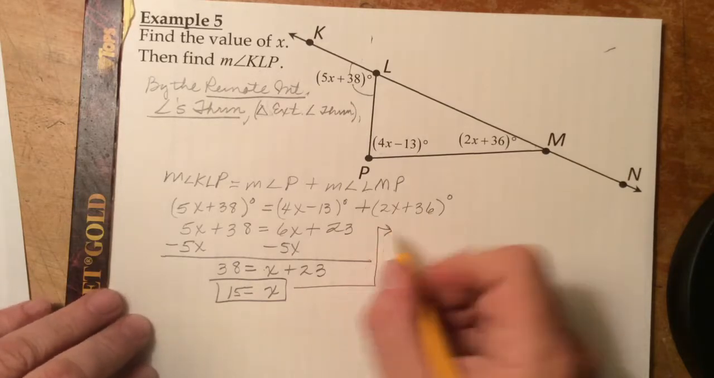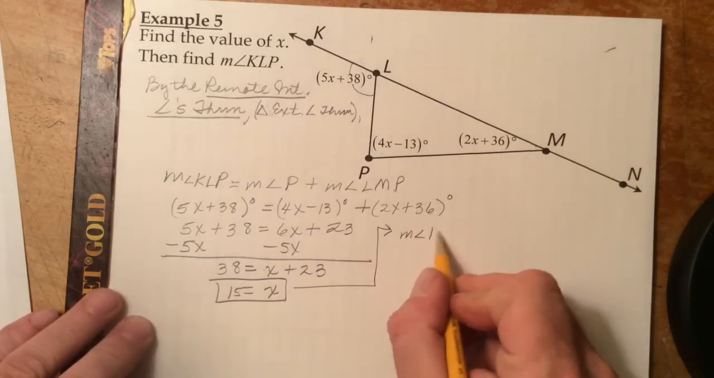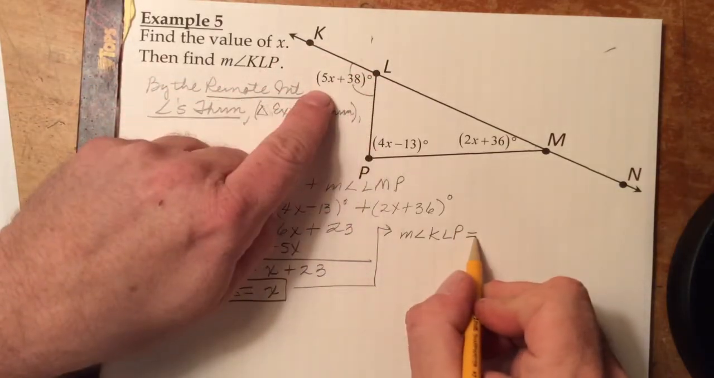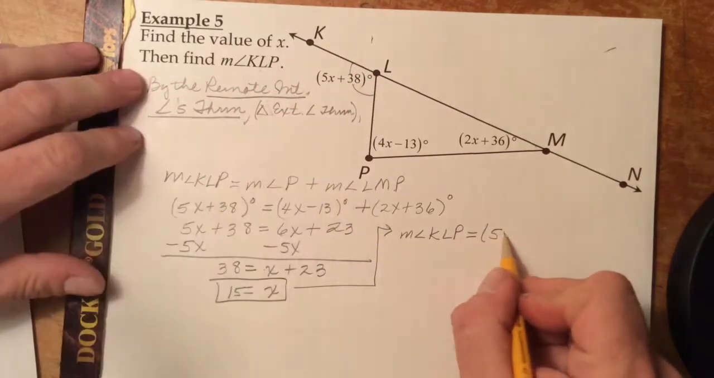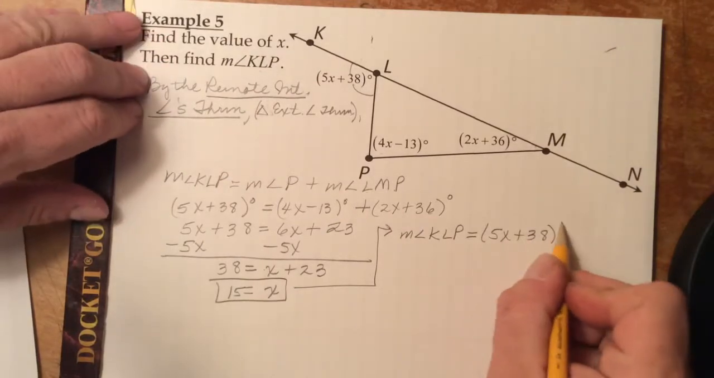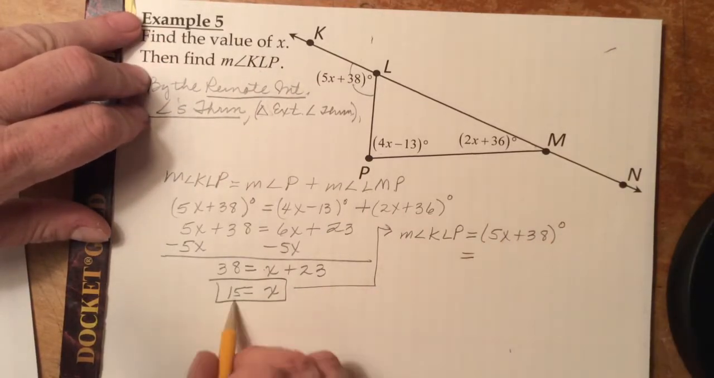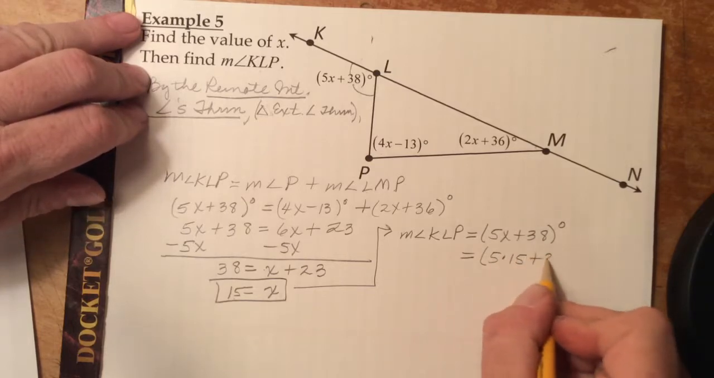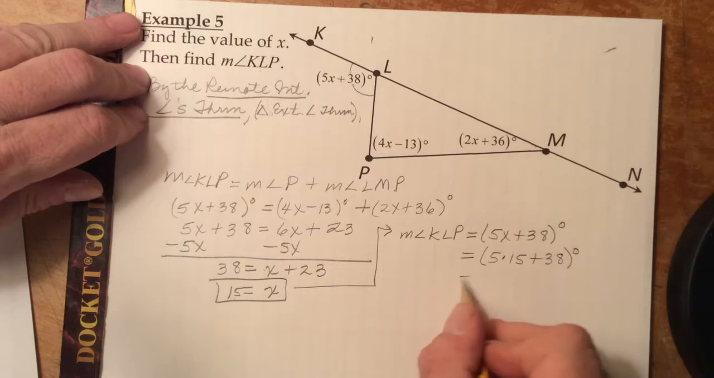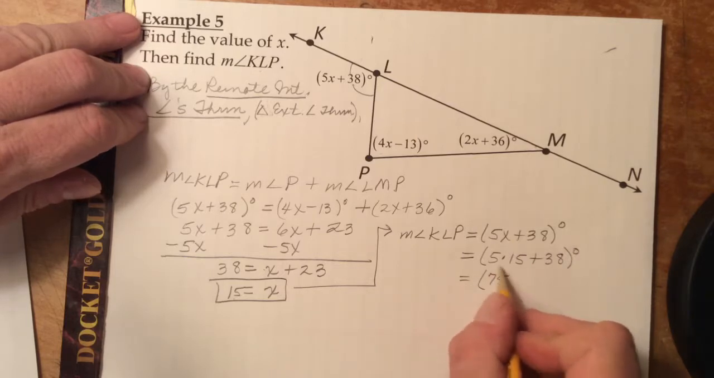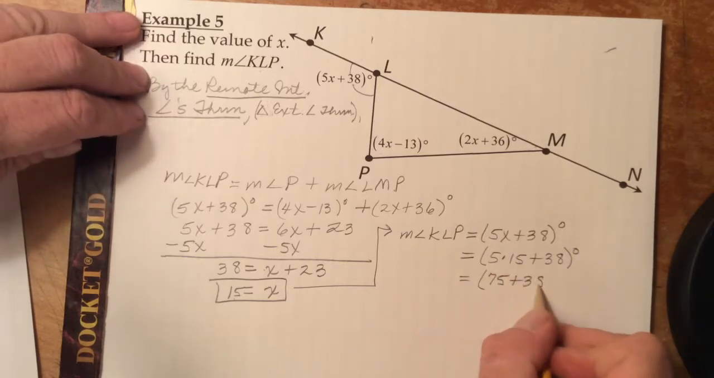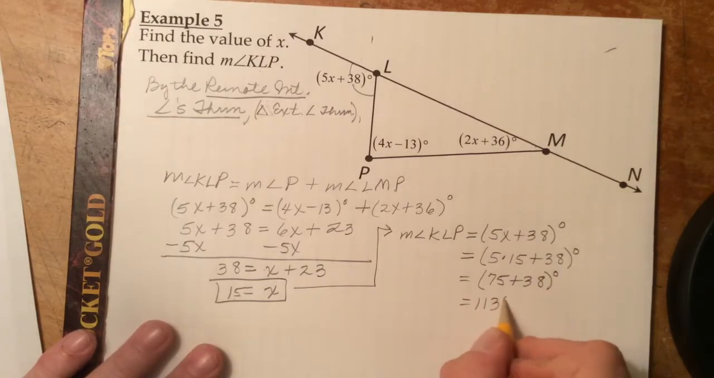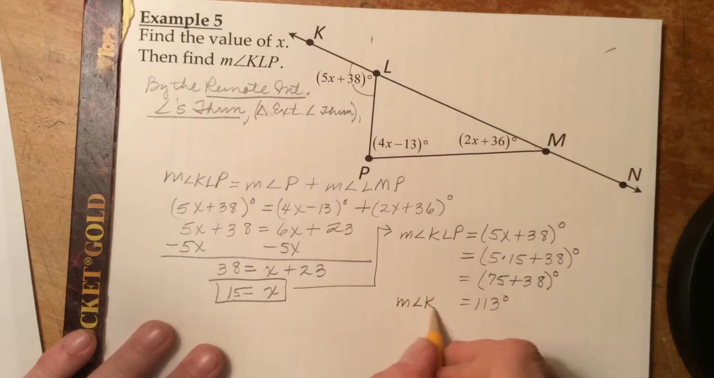Then, to find the measure of angle KLP, we use what we were given, 5x plus 38 degrees. Substituting in what we found for x, 15, we have 5 times 15 plus 38 degrees, which gives us 75 after multiplying these two together, plus 38 degrees. And then that gives us 113 degrees for the measure of angle KLP.